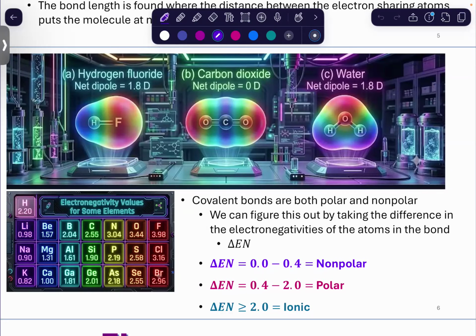What is the delta electronegativity there? Fluorine, 3.98, minus hydrogen, 2.20, gives you a delta of 1.78, which is very close to 2.0, but this is in your polar region. So that is a polar bond. You could do the same thing with carbon and oxygen. Carbon and oxygen would give you a 0.89, which is still polar. It's less polar, but it's still polar.